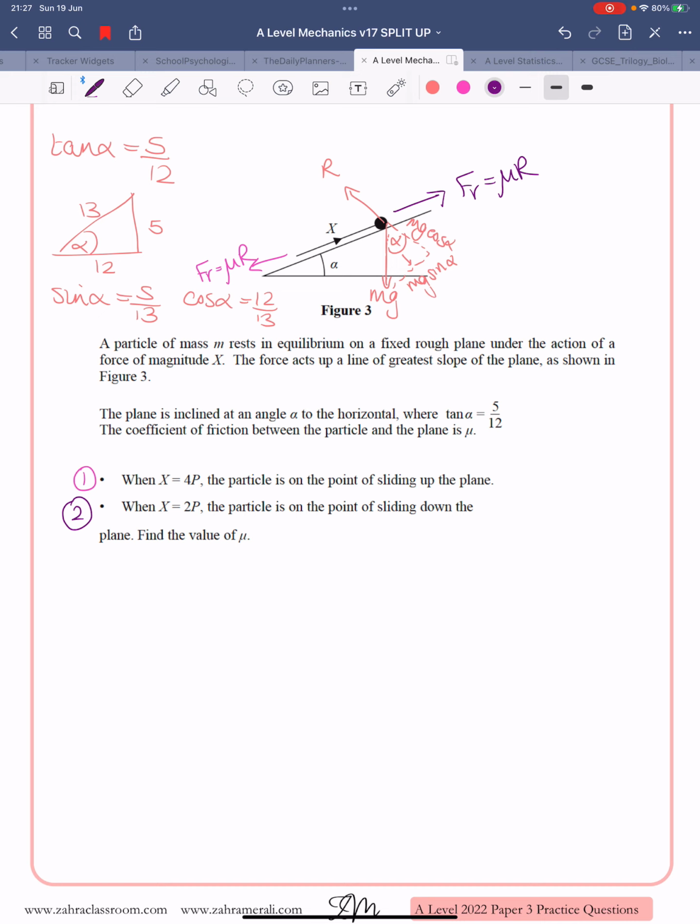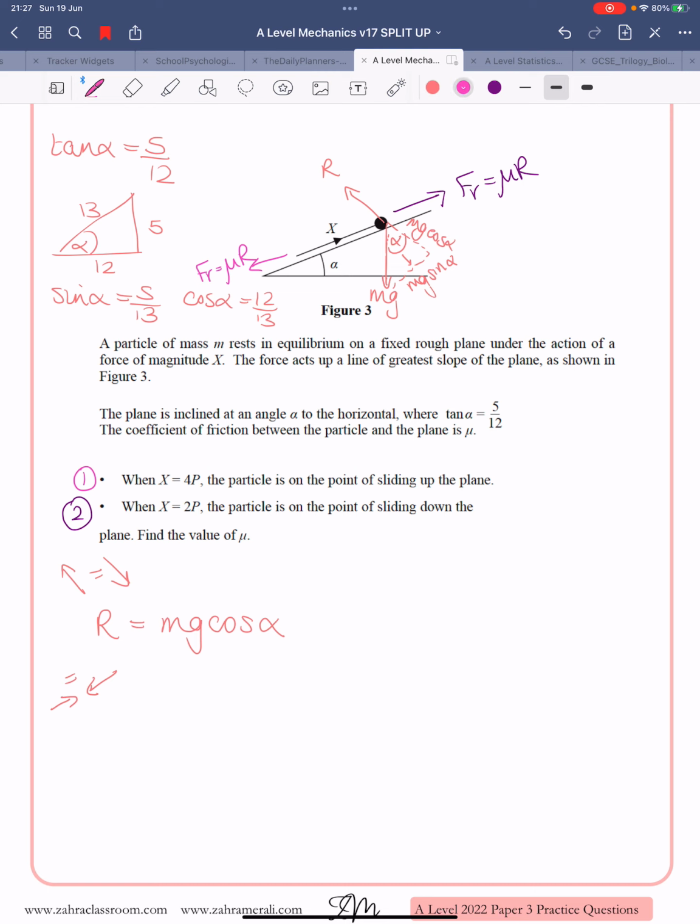Step 1, we're going to first resolve in order to find our R. So we know this way equals this way, so R will equal mg cos alpha. And for the moment, I'm just going to leave everything in cos and sin. I know we know what they are, but we're just going to leave it like this for the moment. Then we know that we're going to do F equals ma, and a is 0, so up the slope equals down the slope, and we're going to think of the two different scenarios.